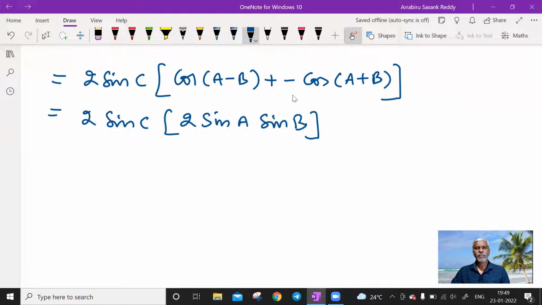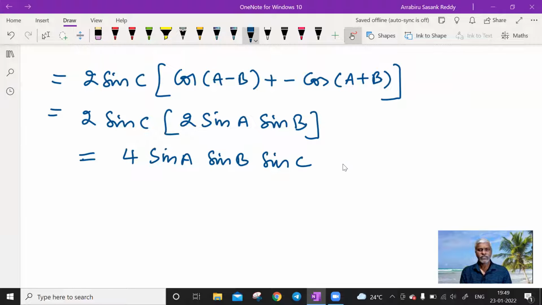So for cos(A minus B) minus cos(A plus B), we already have this formula: the difference of these two is 2 sin A sin B. If you forget it in the exam, you can check with the right-side answer. So 2 into 2, 4. I am writing sin A first, then sin B and sin C in order. So this is the required right-hand side answer. Therefore LHS is equal to RHS, hence it is proved.